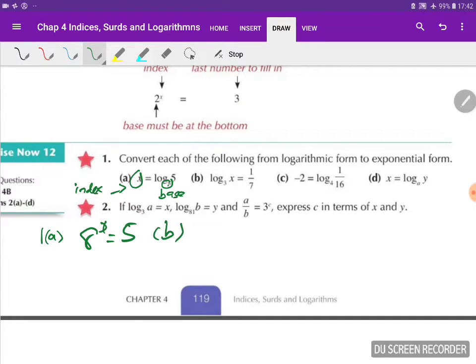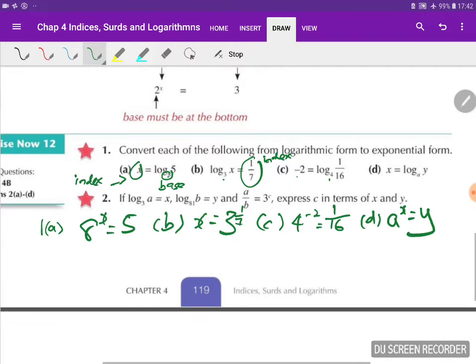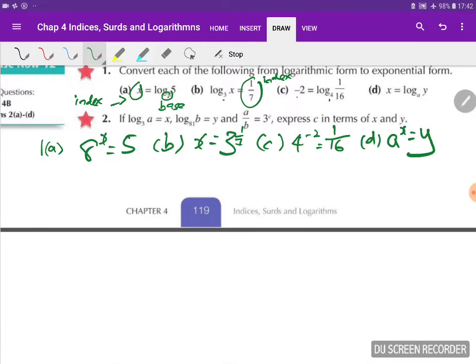Likewise for part B, this number is the index, index is always on its own, so the base is 3, so x equals 3 to the power 1 over 7. Part C, negative 2 is the index, 4 is the base, so 4 to the power negative 2 equals 1 over 16. Lastly, this x is by itself, so it's the index, this is the base, so a to the power x equals y.